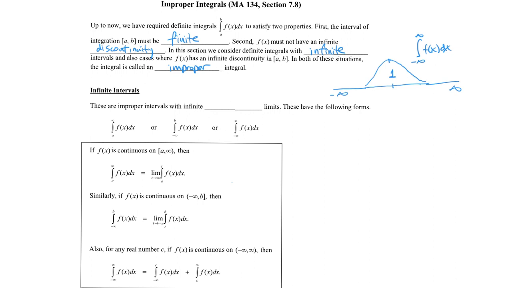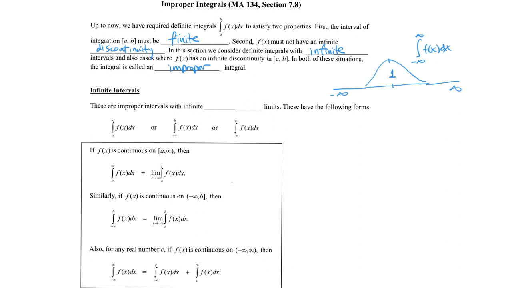Okay, so let's take a closer look at these. There are basically 2 types. There are the infinite intervals, which is the first type. And the second type that we'll look at later is the discontinuous integrands, which is a function that has a discontinuity within that interval [a, b]. But first, let's look at infinite intervals.